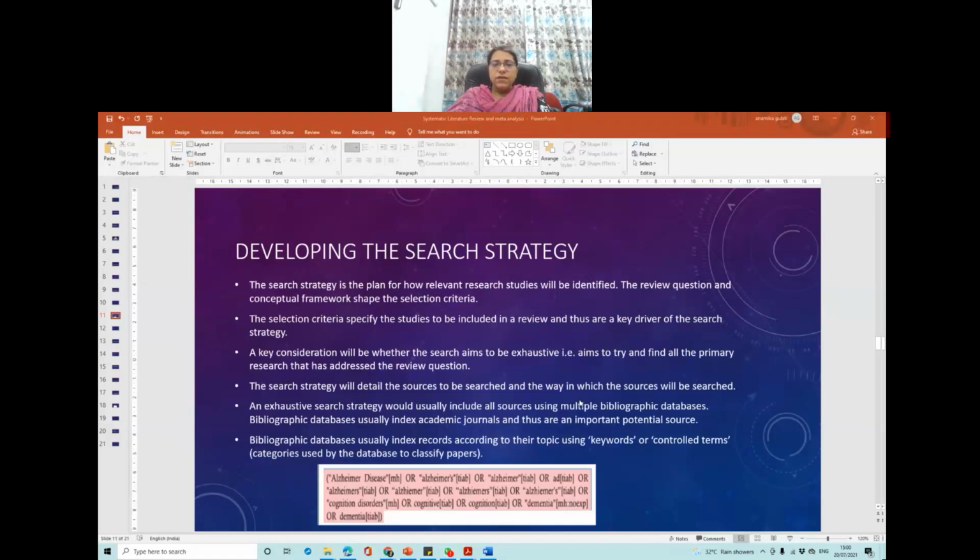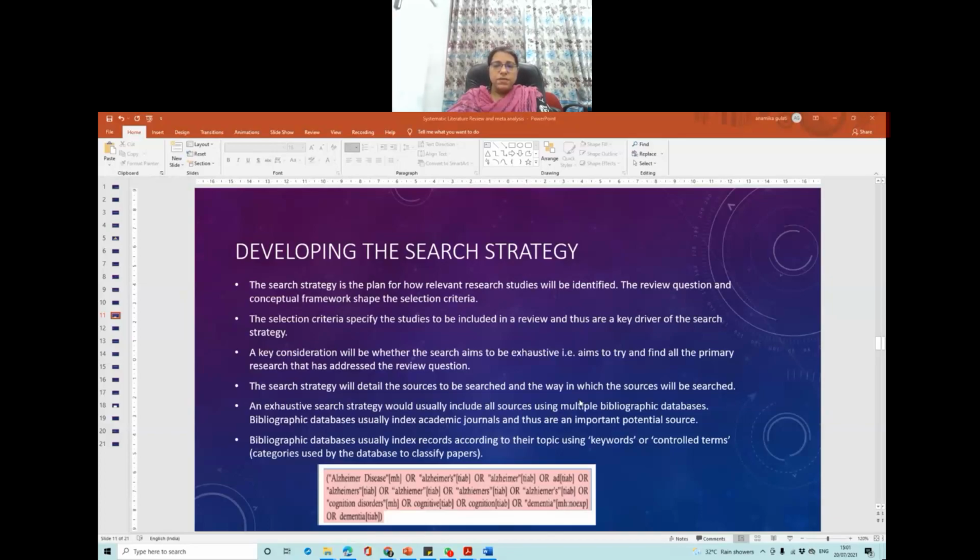The search strategy will detail the sources to be searched and the way in which the sources will be searched. For example, if we are targeting to search PubMed for the clinical articles, we generally use PubMed. So how PubMed will be searched is also part of the search strategy. An exhaustive search strategy would usually include all the sources, using multiple bibliographic databases.